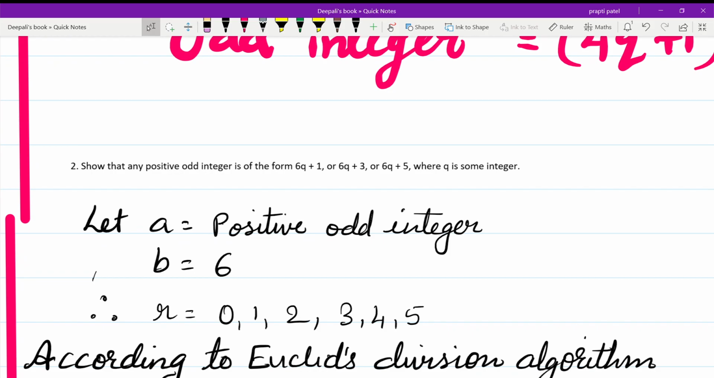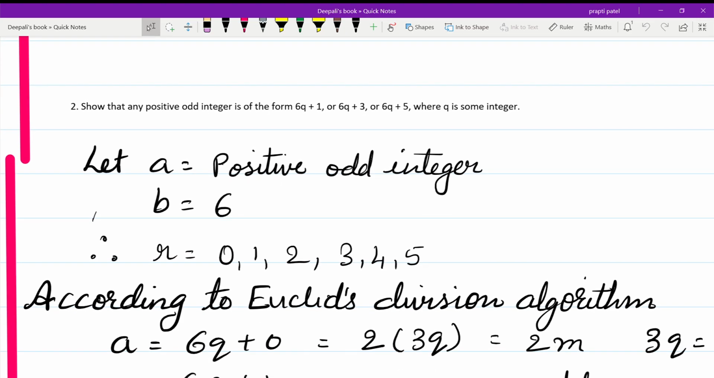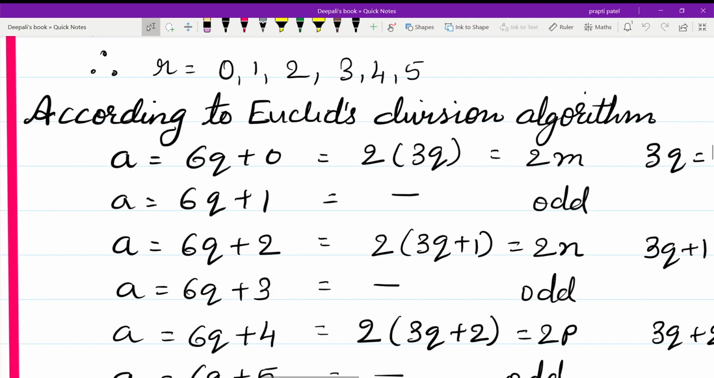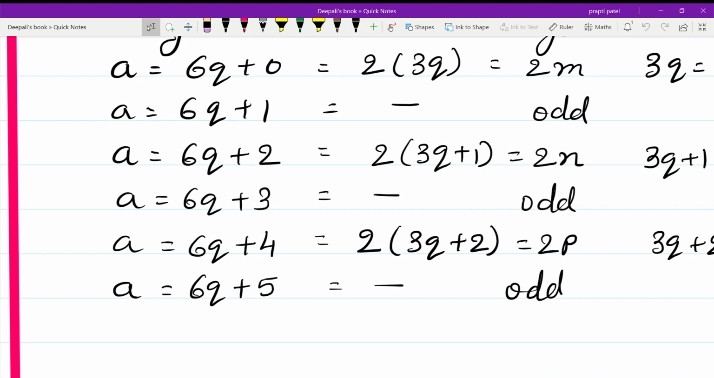Show that any positive odd integer is of the form 6q plus 1 or 6q plus 3 or 6q plus 5 where q is an integer. Let a be a positive odd integer. b is equal to 6. Therefore, r will take the values 0, 1, 2, 3, 4, 5. Now, according to Euclid's division lemma, a will be 6q plus 0, a will be 6q plus 1, a will be 6q plus 2, a will be 6q plus 3, a will be 6q plus 4, and a will be 6q plus 5.